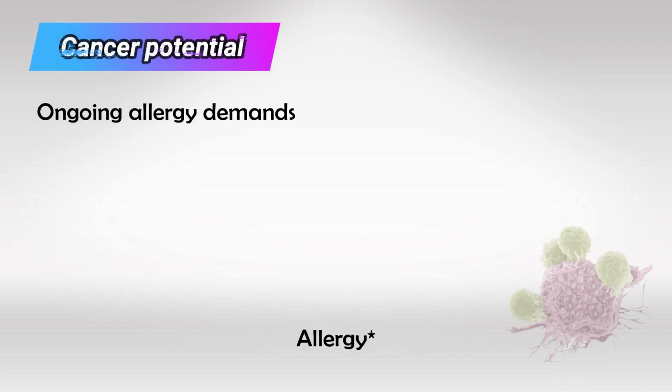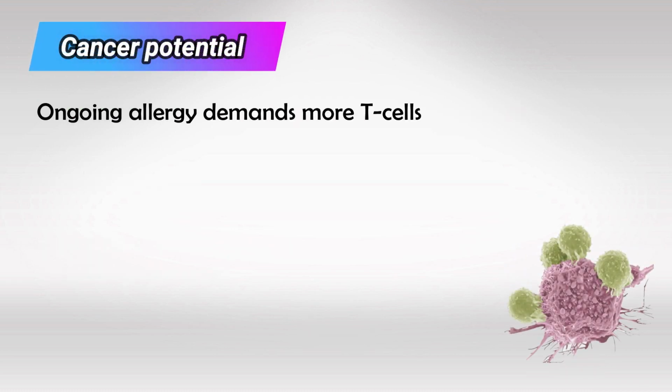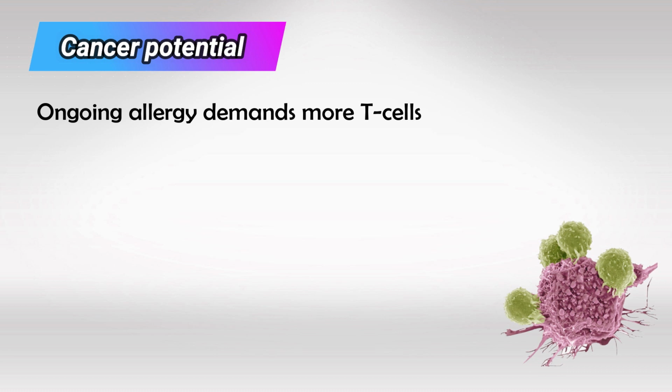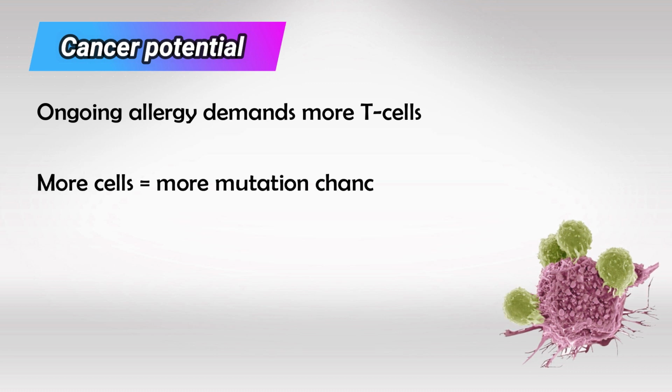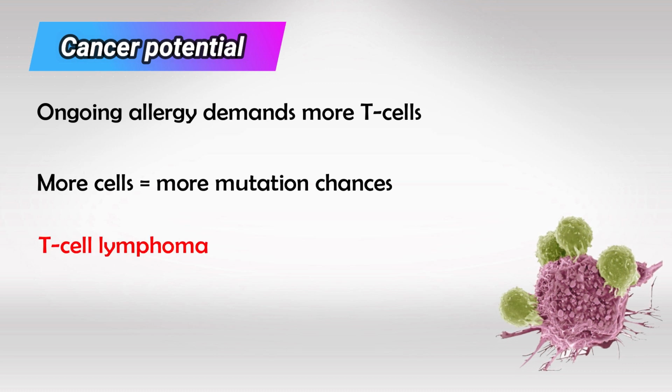If the inflammation is persistent for a long time, for example, if the patient continues to eat more and more gluten, it will demand more and more T-cell lymphocytes. And as the body produces more and more T-cell lymphocytes, it increases the chance of developing defective T-cell lymphocytes. And so, it increases the risk of malignancies like T-cell lymphoma.